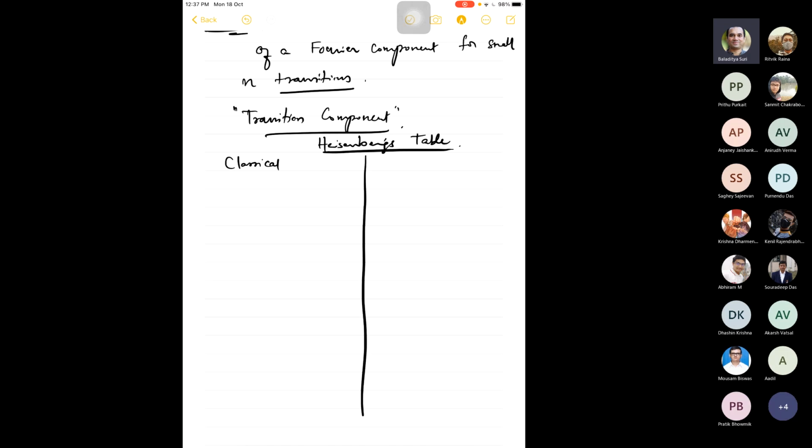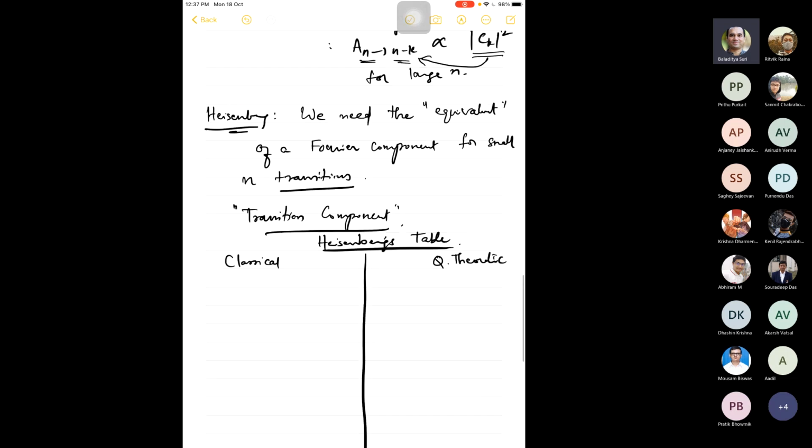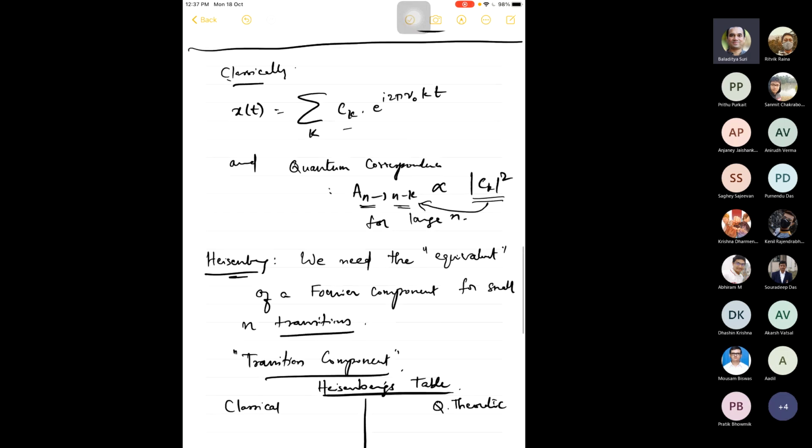On the one hand, you have a classical formula. On the other hand, you have what he called a quantum theoretic formula. For example, this coefficient here, Ck, is the coefficient of the kth Fourier component, and this kth Fourier component is the kth harmonic. It is the coefficient of the kth harmonic of this fundamental frequency.